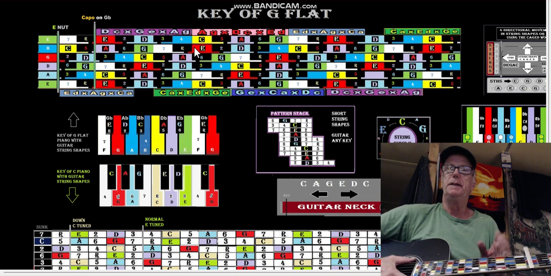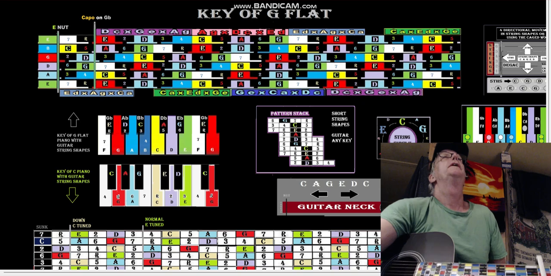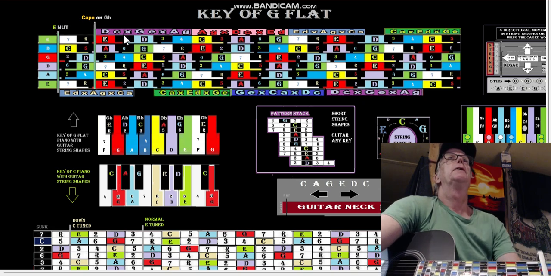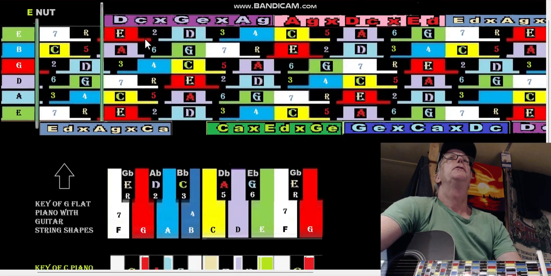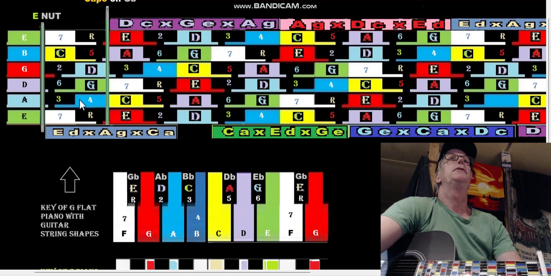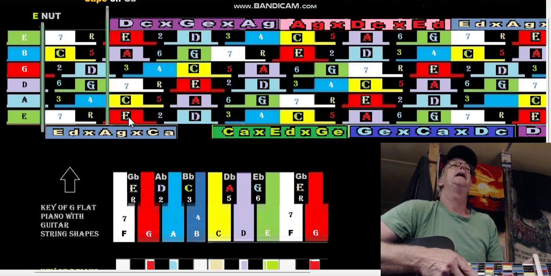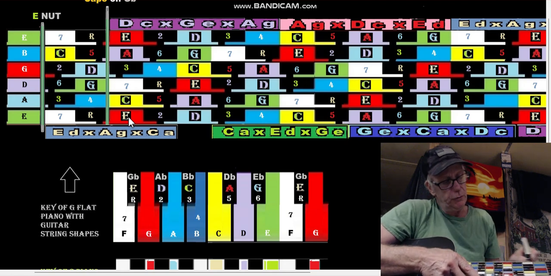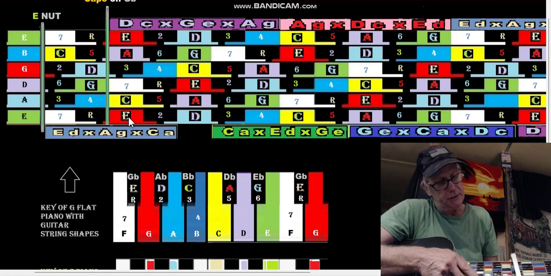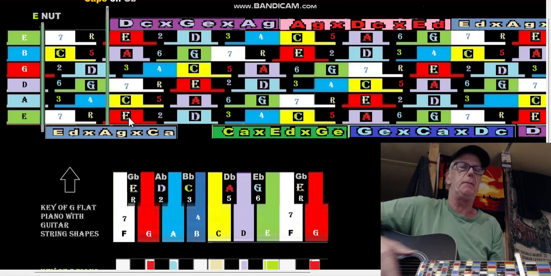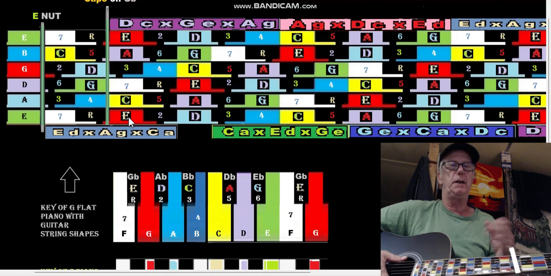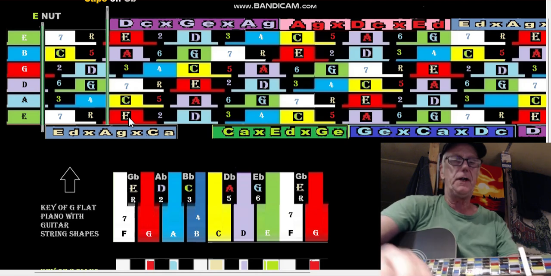It's really easy. Now, according to this particular diagram, this is what I was playing there: root, 2, 3, 5. So this is obviously an E shape. If we put that capo on that root, on that G flat right there, just up one whole step, you put your capo up one whole step there.